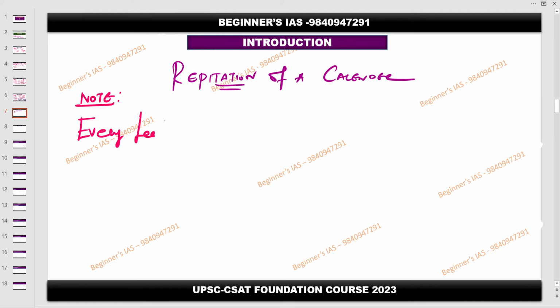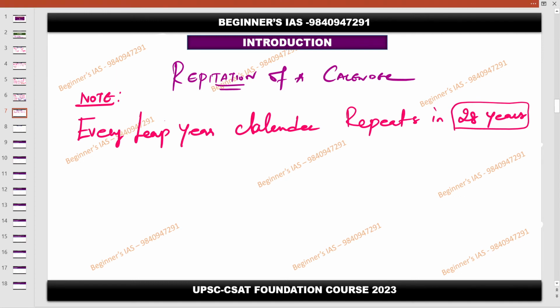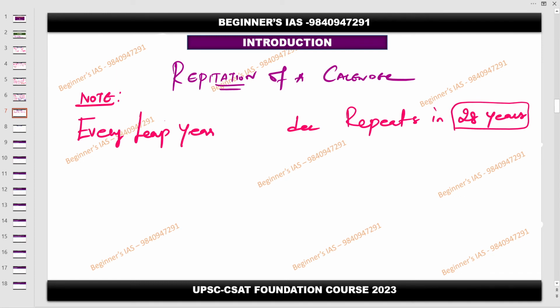Every leap year calendar repeats in 28 years. Very important note. If you know this note, it's easy to answer the problem without any calculations.